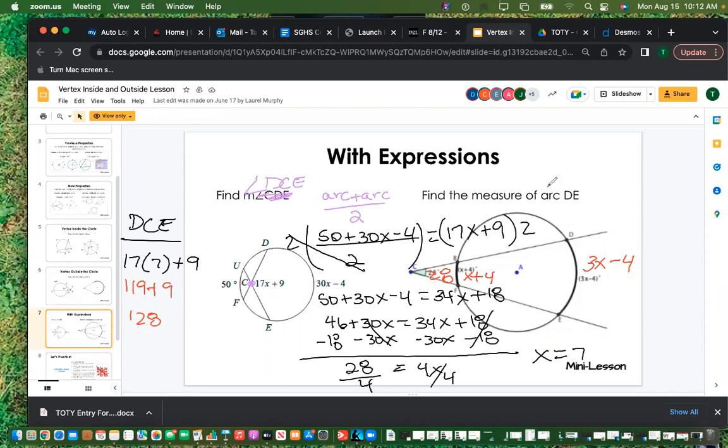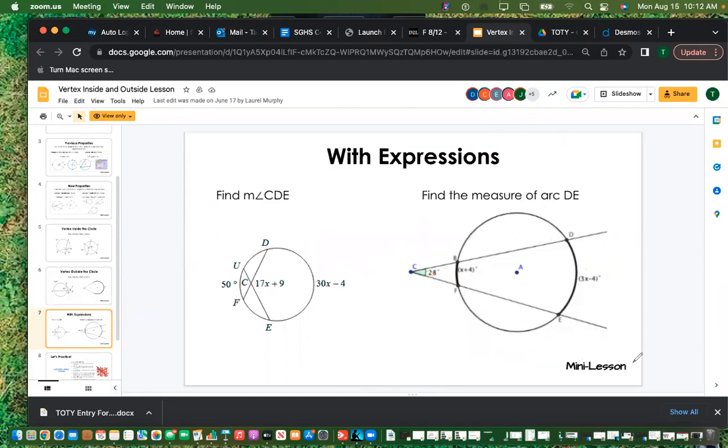Okay, so we're going to start with this next one. On this next one, we've got 3x minus 4 right here. We've got x plus 4 right here and 28. We're trying to figure out what the measurement of this arc is. So what formula am I going to use? Well, I'm going to use big minus baby divided by 2 equals the angle.